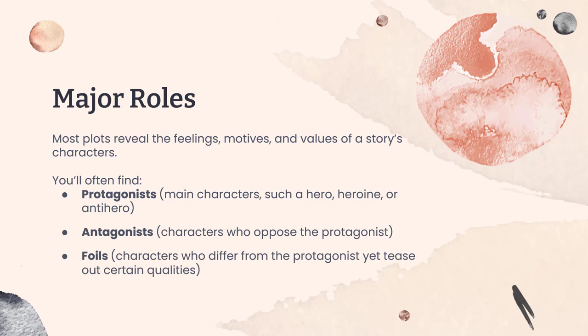Because most plots reveal the feelings, motives, and values of a story's characters, there are several important and recurring roles that characters can play. For example, you'll often find protagonists, that is, main characters, such as a hero, heroine, or anti-hero, antagonists, or characters who oppose the protagonist, sometimes referred to as the villain, but not always. And you can also find foils.